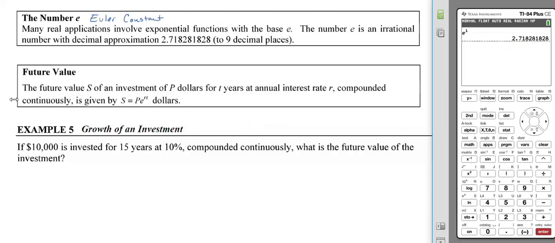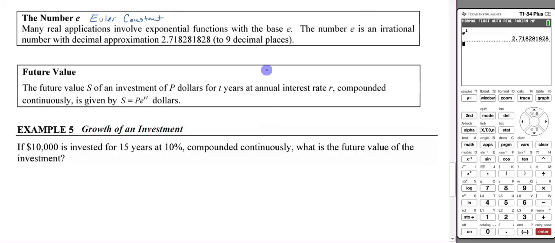We can see this used here, the future value S of an investment of P dollars for T years at annual interest rate R, compounded continuously, is given by S equals P e to the RT. A lot of people like to call this the PERT formula because it looks kind of like PERT, like the shampoo. Easy to memorize.